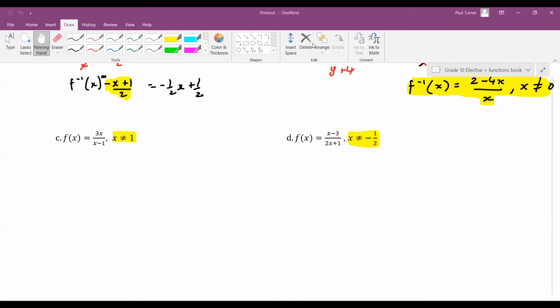Okay, so from yesterday, this is question C. And remember how to find the inverse. We need to let the function equal to y. 3x over x minus 1. And in this case, x can't be 1, because if you get 1 minus 1, you get 0 in the denominator, which means there's no function at that point. It doesn't exist at that point. So they always put some condition. And in this case, x can't be 1.